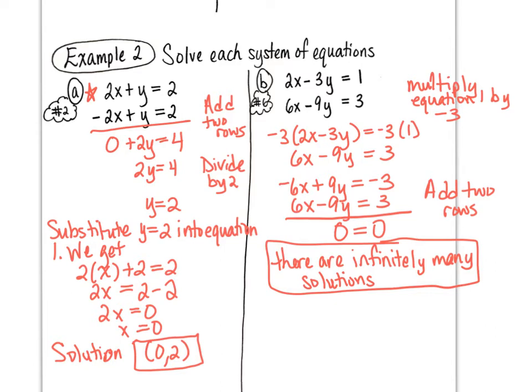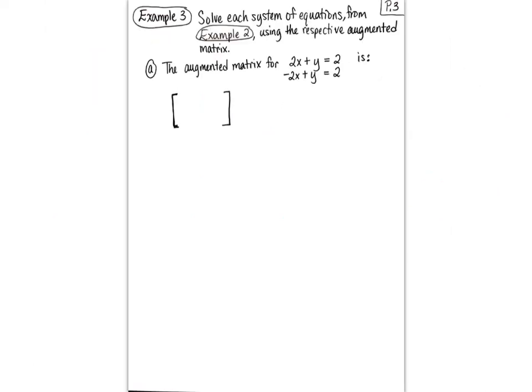Okay? Now we're going to apply a new method. We already know that when we solve this system, we should get what? We should get the solution 0, 2. But now I'm going to explain it to you using your augmented matrix. So make sure you pay close attention.